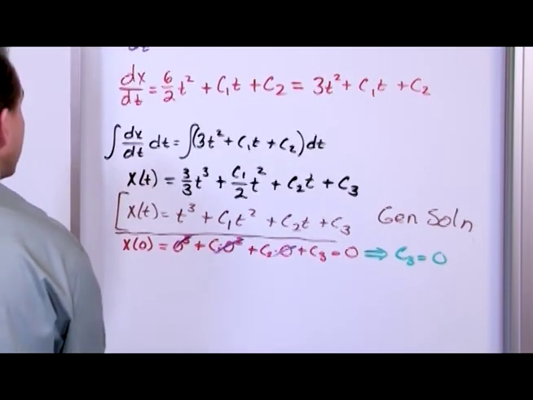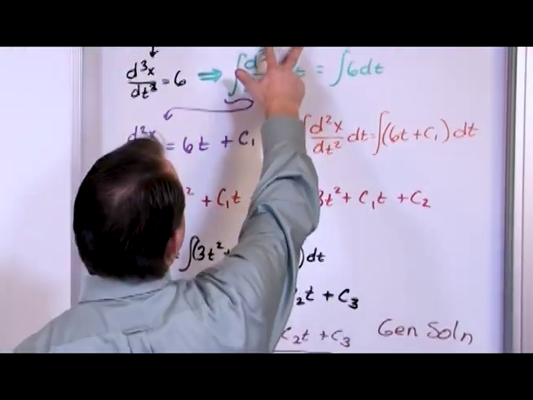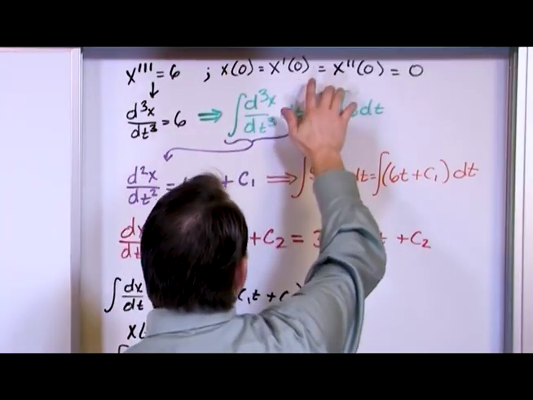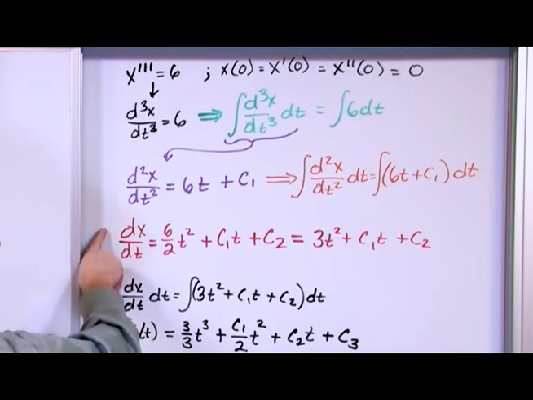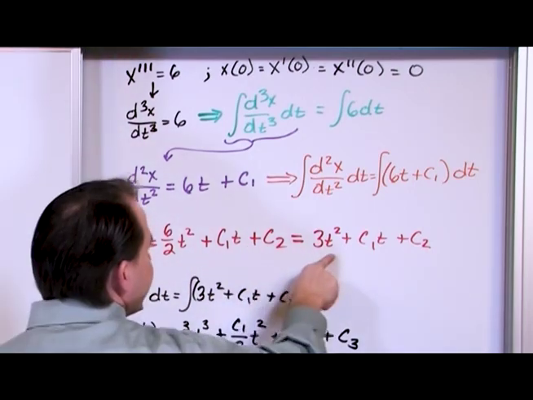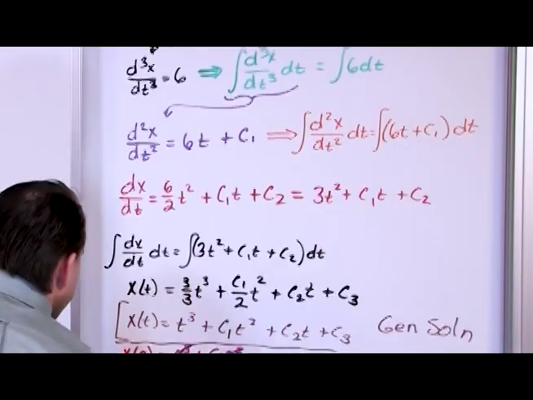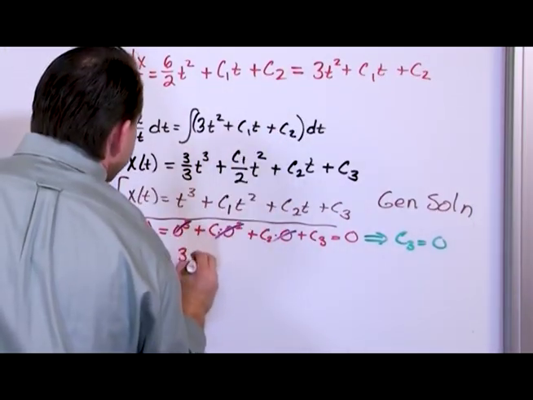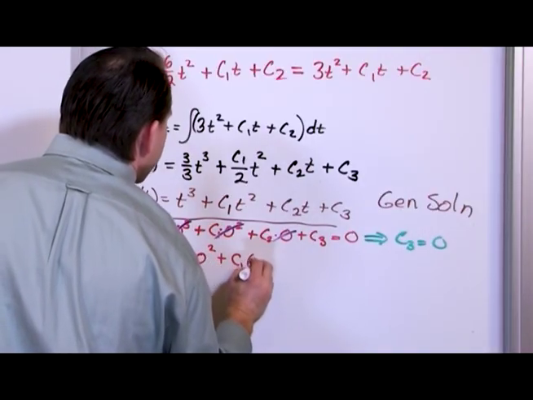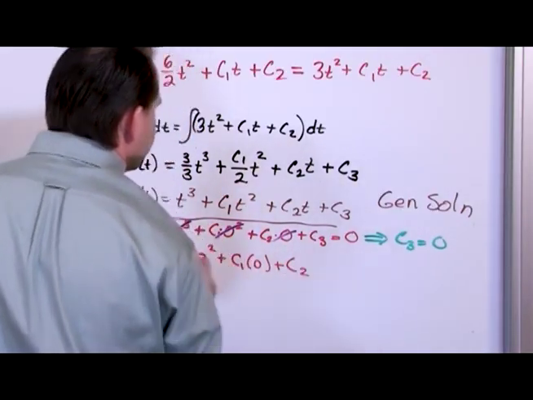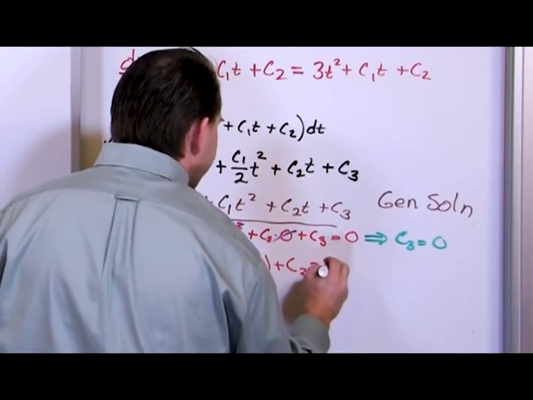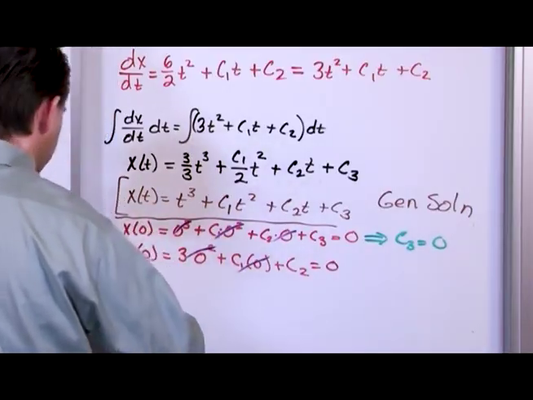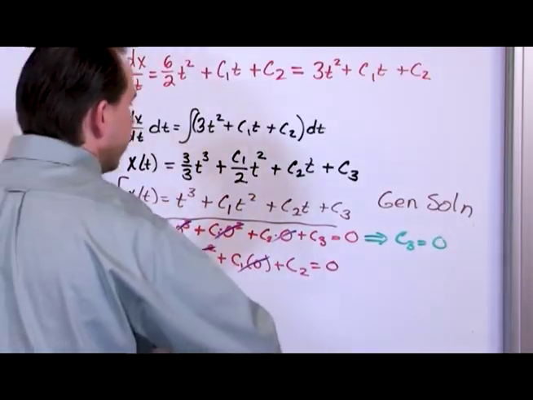All right, now in order to apply the next one, we need to find an equation for the first derivative and evaluate that at 0 and equate it to 0. So the first derivative we have right here, dx dt. That's the first derivative, so we're going to use that. So the first derivative evaluated at 0 is equal to 3 times 0 squared plus c1 times 0 plus c2. And that's also equal to 0 because all these initial conditions in this particular problem are equal to 0. So that cancels, that goes out. And so what we're going to be left with is c2 equal to 0.